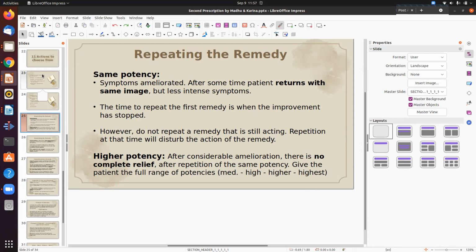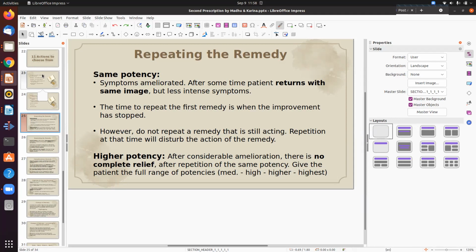However, do not repeat a remedy that is still acting. If the remedy is causing some reaction in the body and we keep on repeating it, then it will disturb the action of the remedy. It's like one hammer is enough, but we are putting two, three, four hammers. One hammer is enough. So we should not repeat the same remedy when the remedy is still acting.